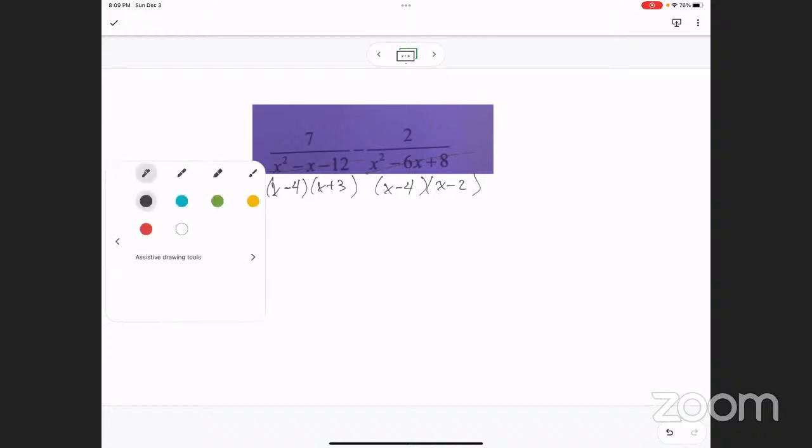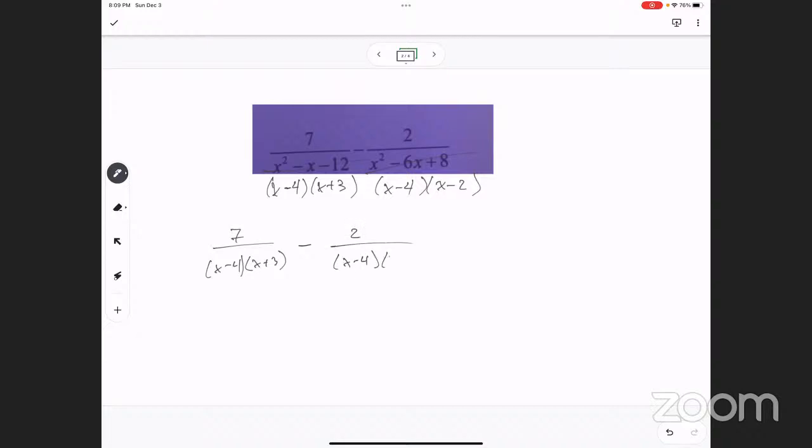So now what I'm going to do is let me just rewrite this down here. 7 over x minus 4 times x plus 3 minus 2 over x minus 4 times x minus 2. So you can see you're going to have to get that x plus 3 into here. So you have to multiply that on the top and the bottom. So you have x plus 3 there. And you need that x minus 2 to be here. So in order for it to be on the bottom, you also need it on the top. Got it?